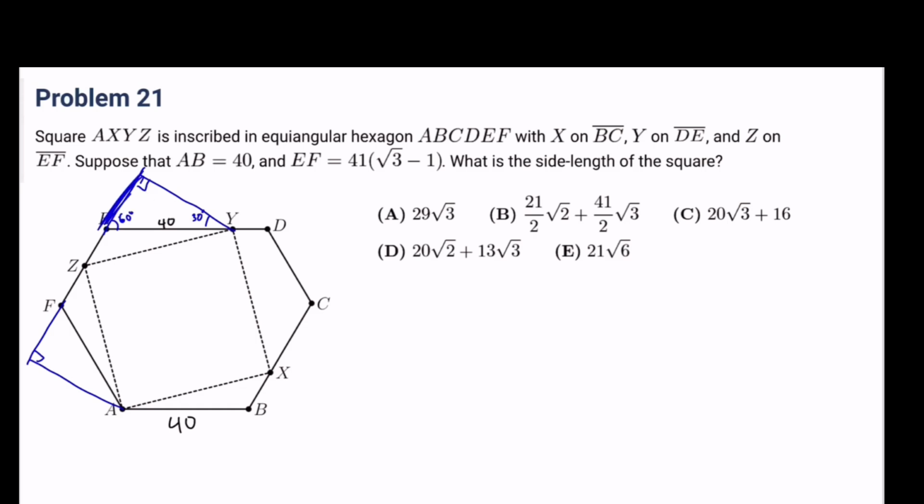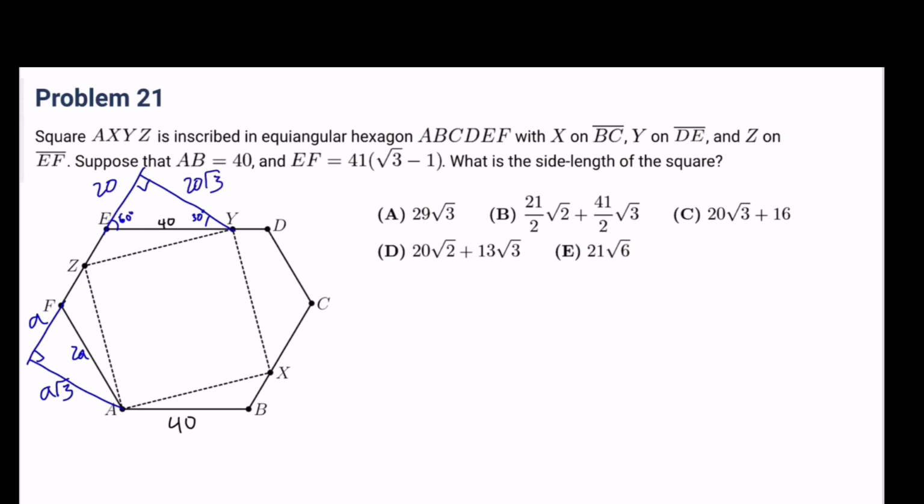That gives us that this length is 20. Also, let's say that AF has a length of 2a, then this would be a, right? That would be a. And this much would be a root 3. Same thing over here, that would be 20 root 3.